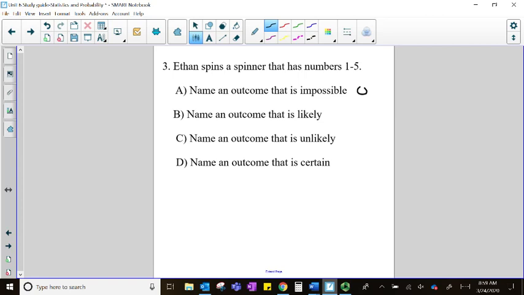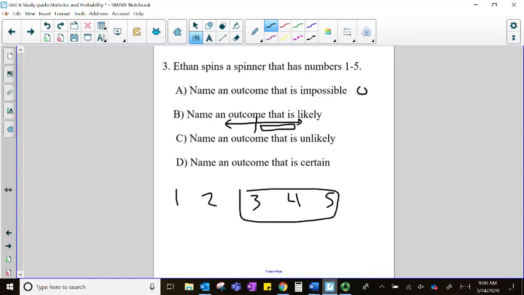Name an outcome that is likely. So likely on our probability line has to fall only in this section here. Other way, this section here. Likely, so we want more than a 50% chance. An easy way to do that is to list all of your outcomes, and there's 5, so more than 50%, choose 3. It could have been these 3 or it could have been these 3. Doesn't matter, but I could say landing on 3 through 5 is very likely. Any number between 3, 4, and 5.